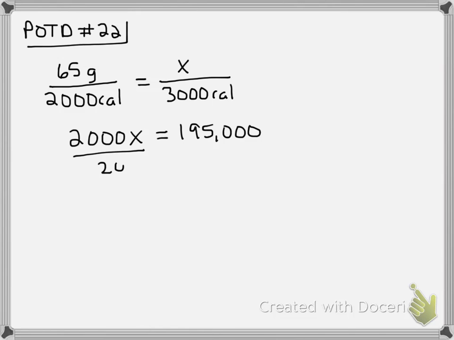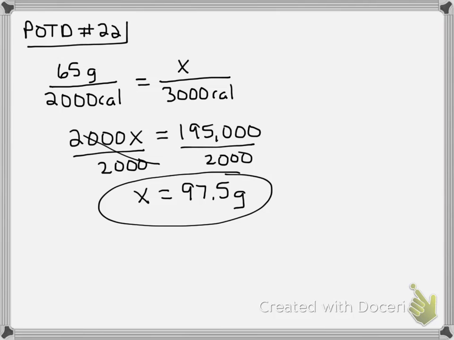Divide both sides by 2,000. And x is 97.5 fat grams. You got it. Questions?